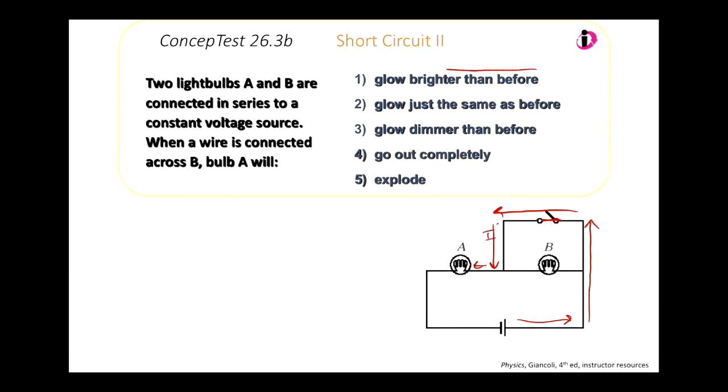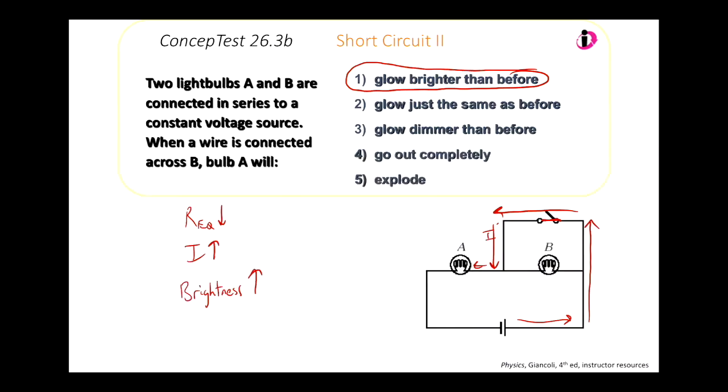I think we're starting to get to the correct answer. It's going to glow brighter, but why? What's happened to the resistance in the circuit, first of all? It's decreased. So Req has gone down, which means I has gone up, which means, I don't know, let's just call this brightness has also gone up. Okay?